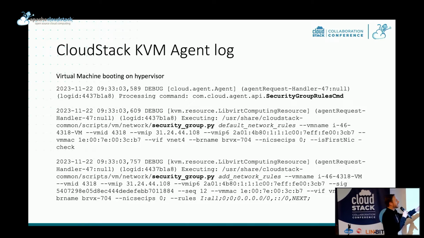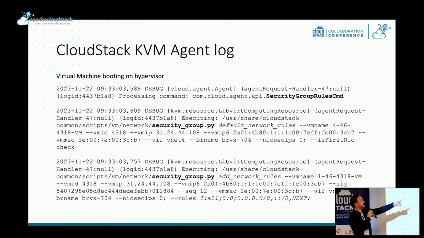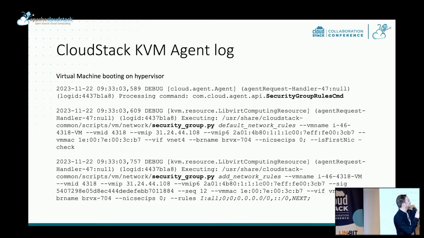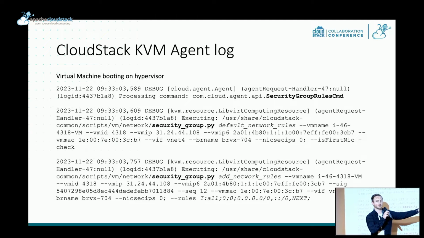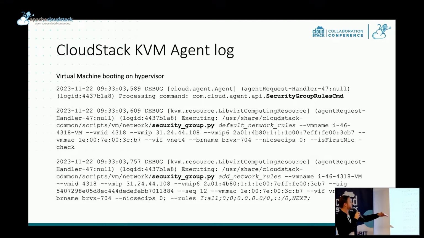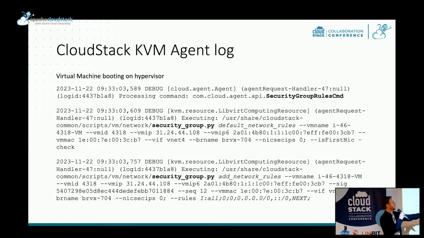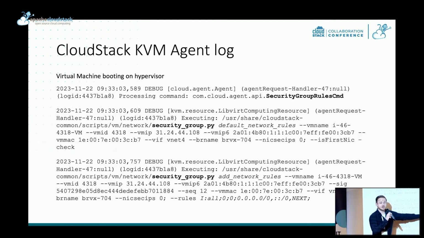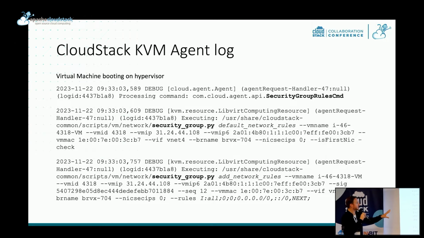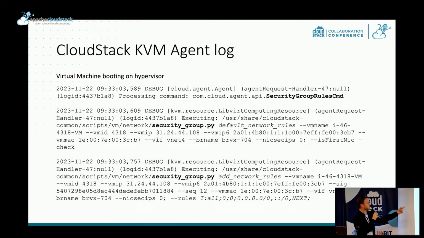So you see that there's a request coming in, a security groups rule command comes in, and under /usr/share/cloudstack scripts, securitygroup.py is executed with the default network rules. It gets a few arguments like the IPv4 address, the IPv6 address of the VM, the MAC address, the local Linux network interface for the virtual machine, the bridge it is going to be attached to, if it has secondary IPs, if it's a first network interface, etc. You see the arguments. Those are provided, and then afterwards it executes.